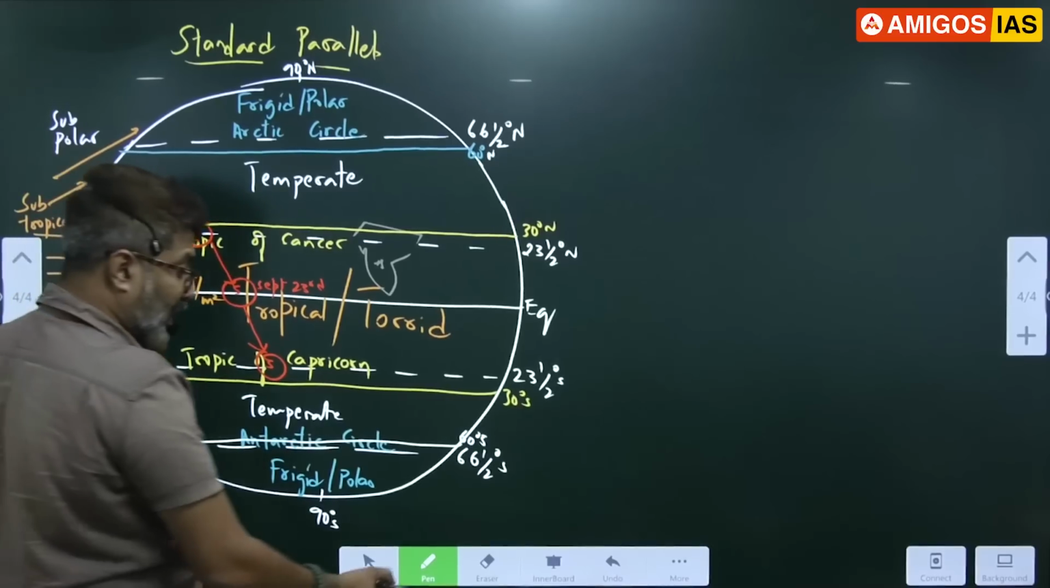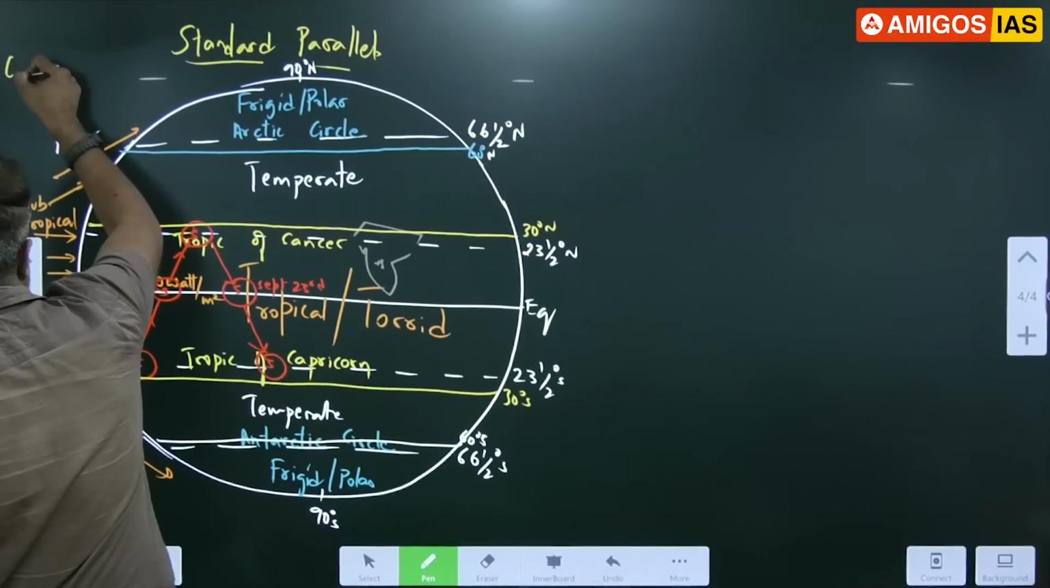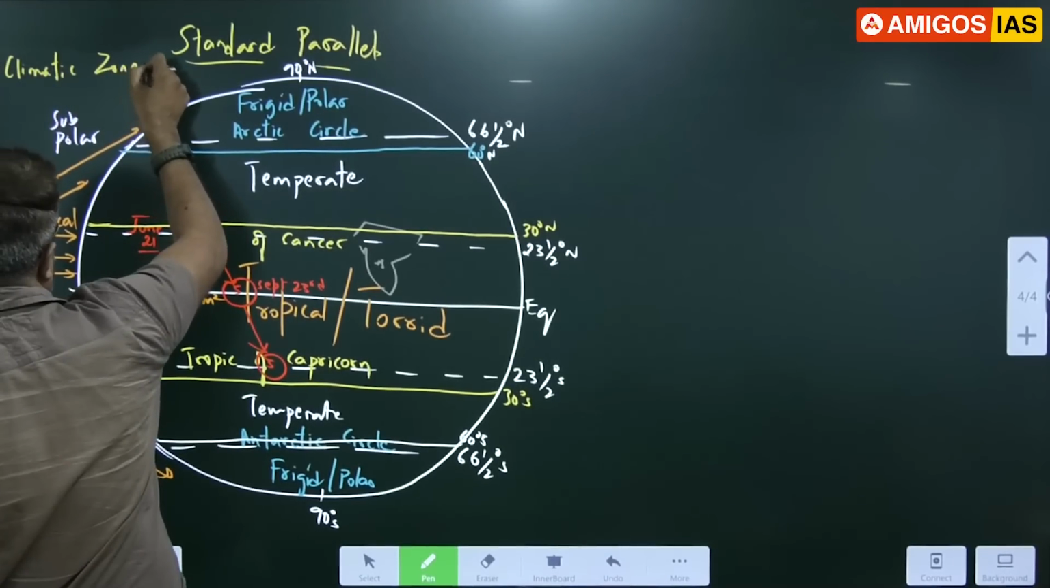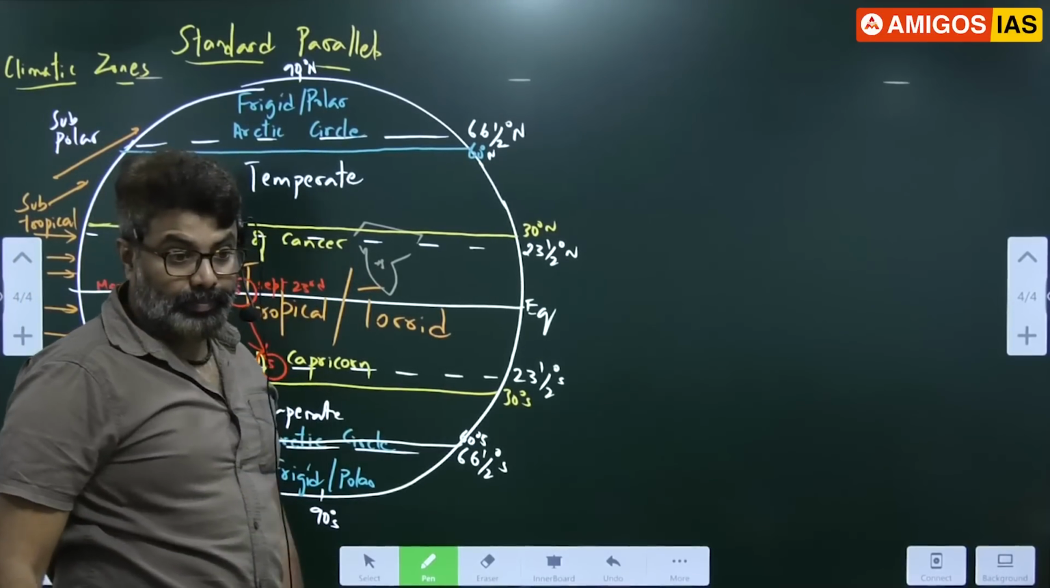What is the heading? Climatic zones of the earth. Now write. Climatic zones of the earth.